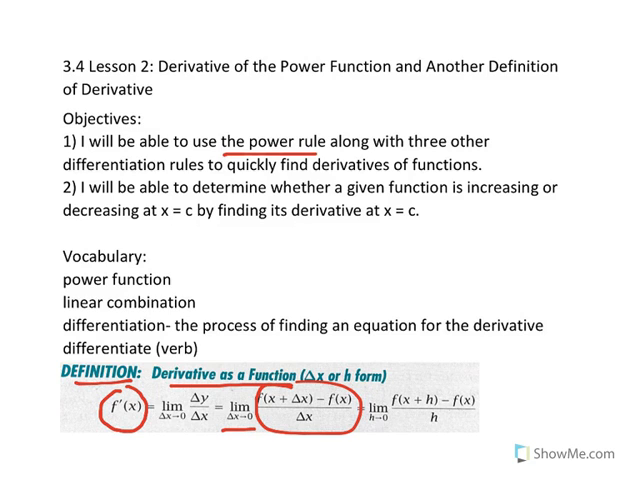We want to know if we can use this definition of the derivative as a function to generalize some differentiation rules, which would allow us to more quickly find derivatives of functions without having to take a limit every single time we want to find a derivative. So what we'd like to do is find the limit once in a general fashion so that we can then have a differentiation rule called the power rule, which will allow us to more quickly find derivatives.